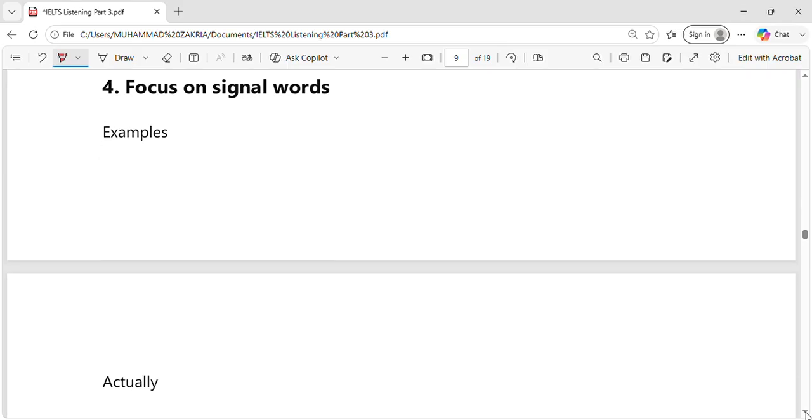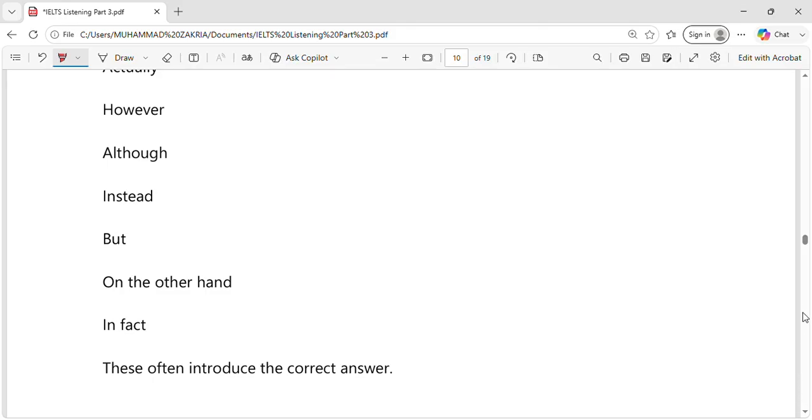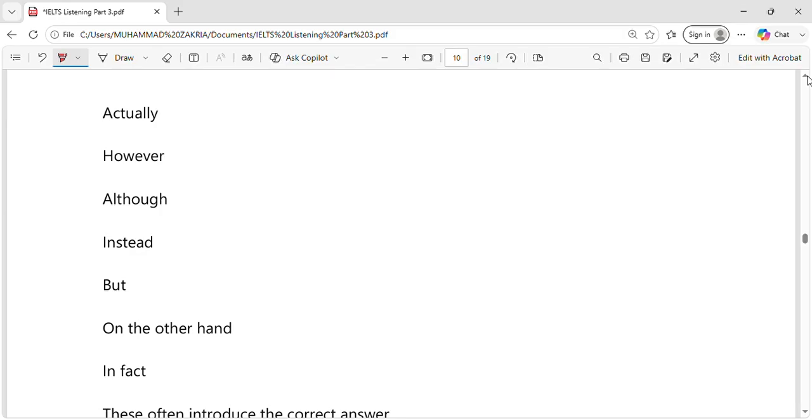Okay. Focus on single words. You must focus on these words because they change the opinion. It means actually. Okay.